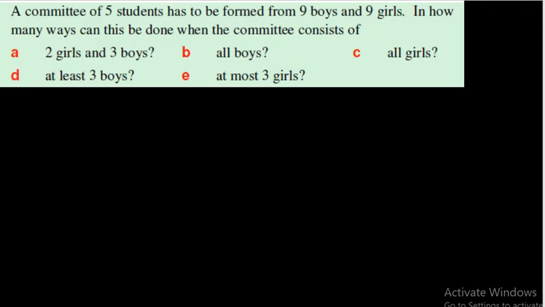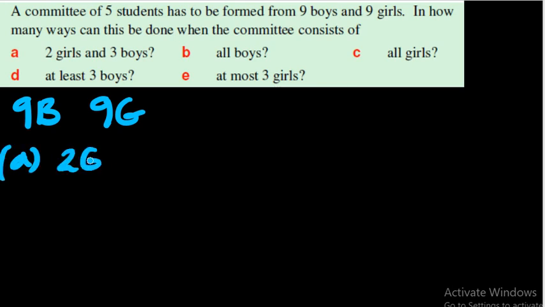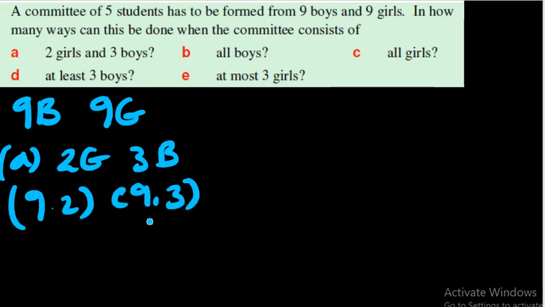Again, the next question is also all about selection. It says a committee of 5 students has to be formed from 9 boys and 9 girls. In how many ways can this be done when the committee consists of A, what does it say? 2 girls and 3 boys, 2G and 3B. That means 9 combination 2 and 9 combination 3, because the number of boys and girls are the same.